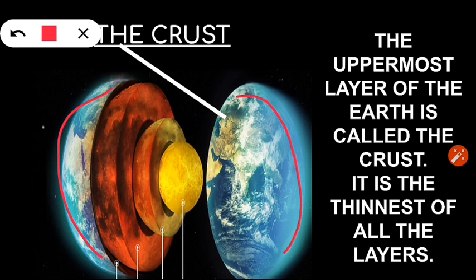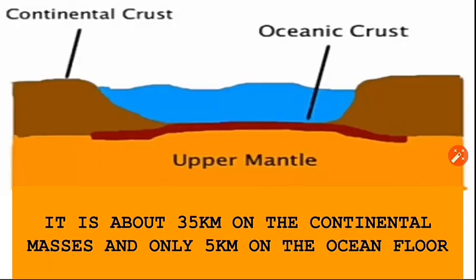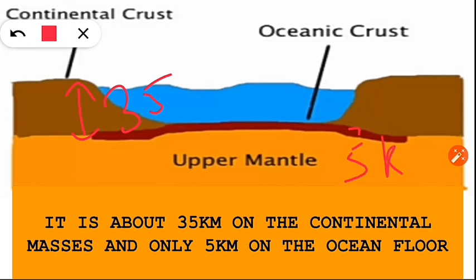The crust is the uppermost as well as the thinnest layer of all. It is only 35 km on the continent and only 5 km on the ocean crust. That means on our Earth we find continent as well as the ocean floor. On the continent it is 35 km, whereas on the ocean's floor it is only 5 km.